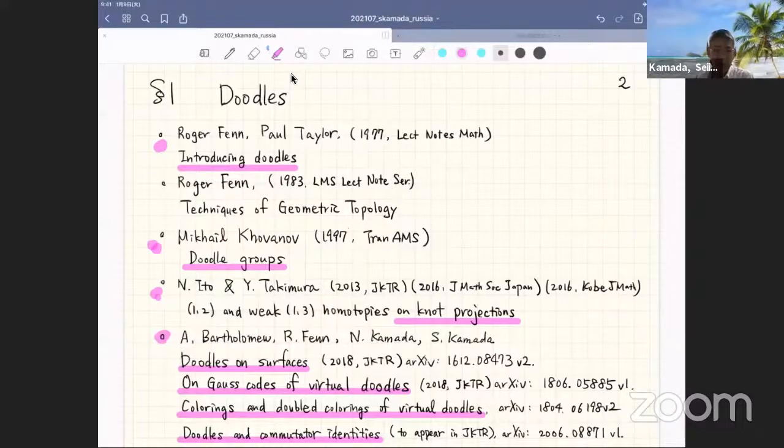We made four papers. The first one is this one, Doodles on surfaces, where we introduced the notion of doodles on surfaces and virtual doodles. In the second paper, we discussed Gauss code description of virtual doodles, and we gave a method to make a complete list of virtual doodles with a given crossing number. The third paper is about coloring of virtual doodles, where abstract structure is discussed. And the last one is about commutator identities, which I'd like to talk about in this talk.